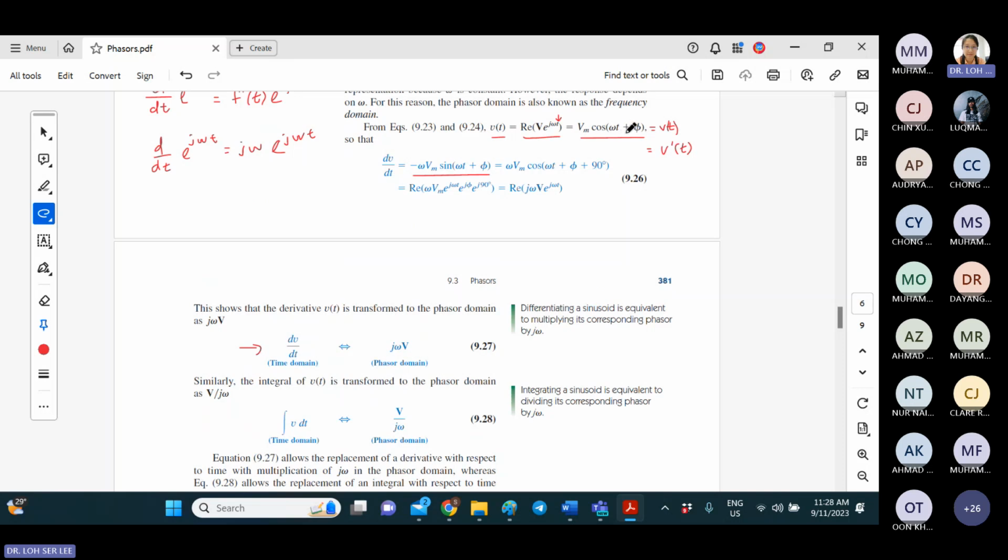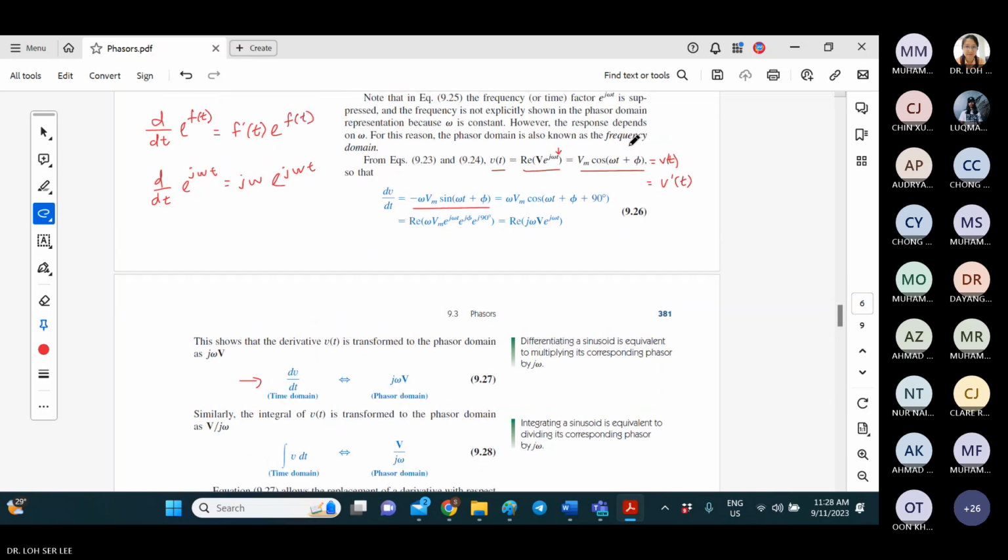Okay, so now we look at this one. So your VT is this one. When you differentiate cos, you get a negative sign with the same angle, and you still have VM in front here. And you differentiate this one with respect to T, you get W. But this is sine. We want to change this back into cos. So how to change this into cos?